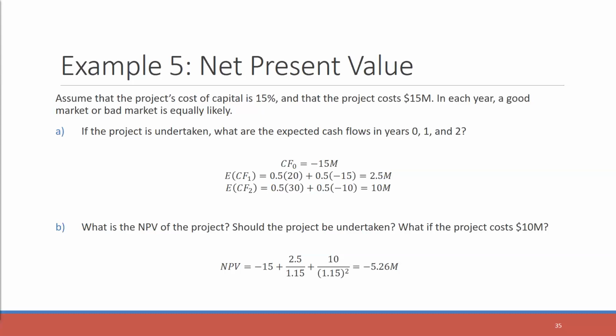What is the NPV of the project? The NPV of the project is going to be that negative 15 plus the discounted expected cash flows across these states of the world. In this example, when we solve it, we get an NPV of negative 5.26 million. Should we take this project? No, we've got a negative NPV.